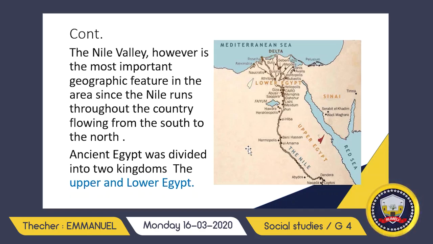So, the Nile Valley, however, is the most important geographic feature in the area, since the Nile runs throughout the country, flowing from the south to the north. The Nile is so important to the Egypt country because the Nile brought water to the desert in Egypt. If there wasn't water in the Egyptian desert, probably by now Egypt would have remained as a desert.